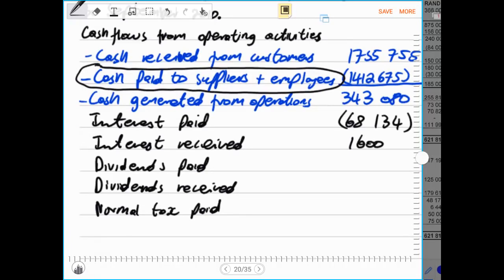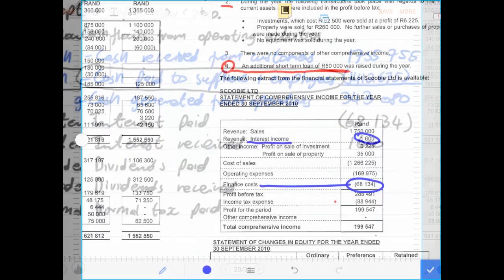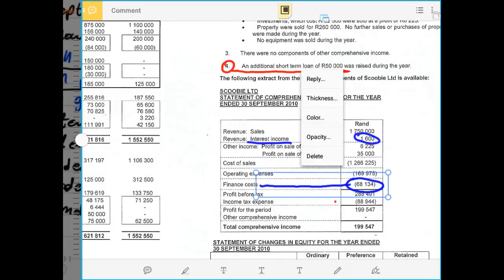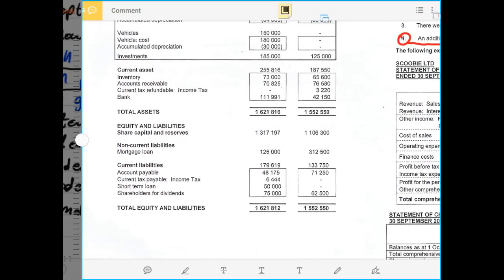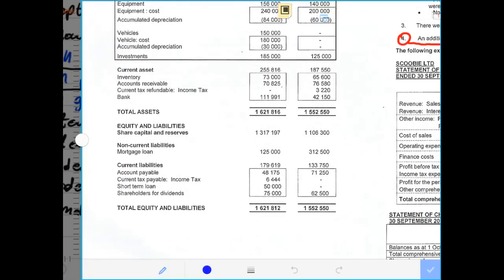The next one will be dividends paid, and this is also very important in terms of the calculations. When it comes to dividends, you first have to go to the statement of financial position, and in the statement of financial position there is shareholders for dividends under current liabilities. In the year 2009 shareholders for dividends was 62,500, and in the year 2010 shareholders for dividends was 75,000 rands. So now we have a dividends opening balance and a dividends closing balance.